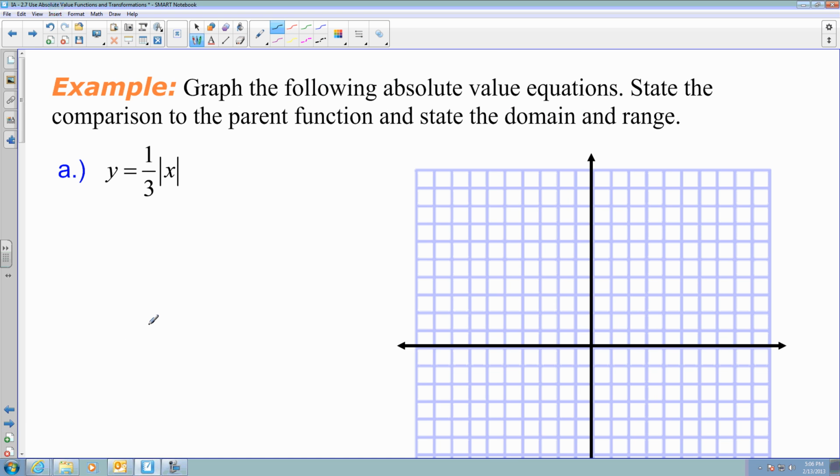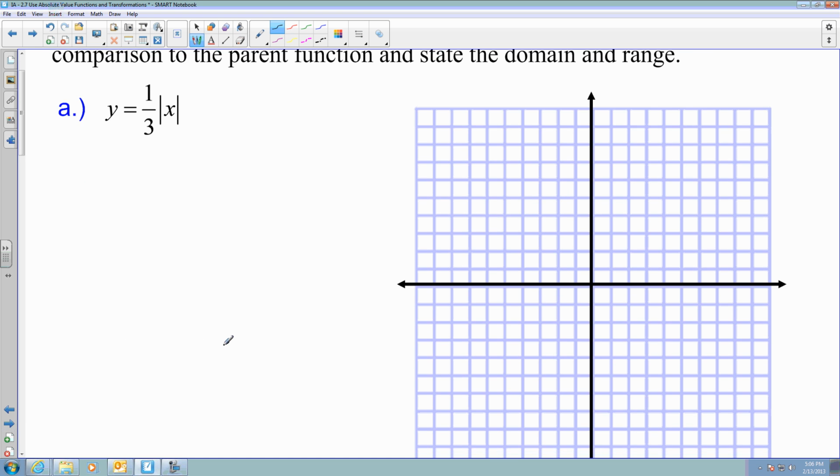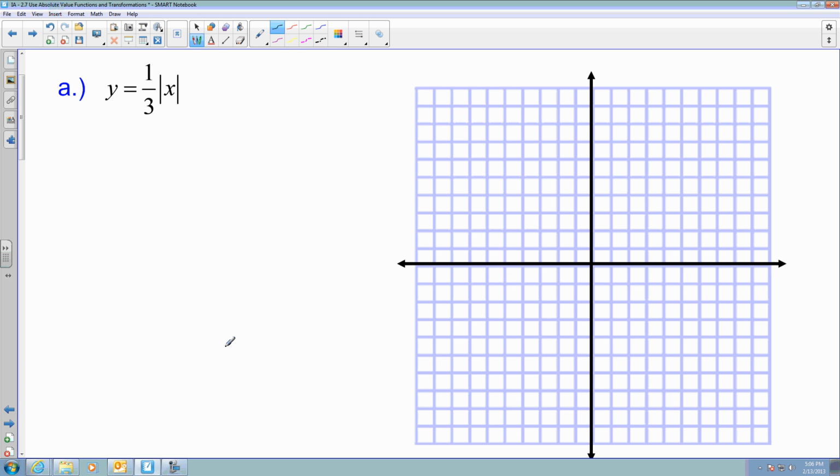So if I'm going to solve this graph, the first thing I want to do is identify whether this is going to be a vertical stretch or a vertical shrink. I can tell because my a is 1/3. My a is in between 0 and 1. The absolute value of a is in between 0 and 1, and it's 1/3, so that means this is going to have a vertical shrink in comparison to our parent absolute value function.